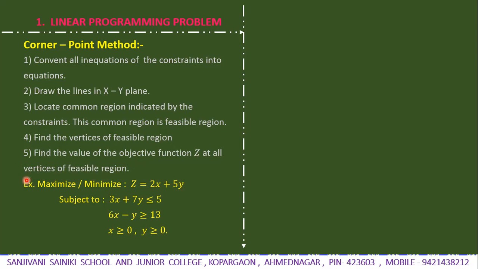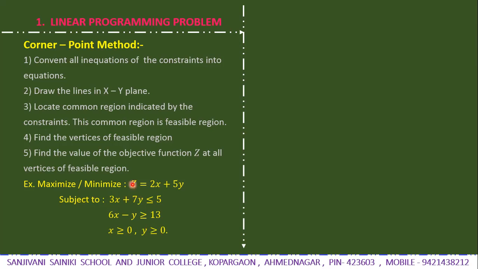This is just an example, to discuss the definitions we saw just now. The problem is either to maximize or minimize. Maximize z equals 2x plus 5y, or minimize z equals 2x plus 5y, subject to 3x plus 7y less than or equal to 5, 6x minus y greater than or equal to 13, x is positive, y is positive.